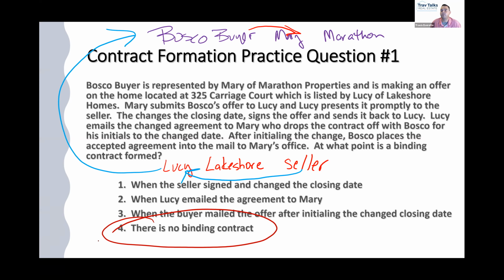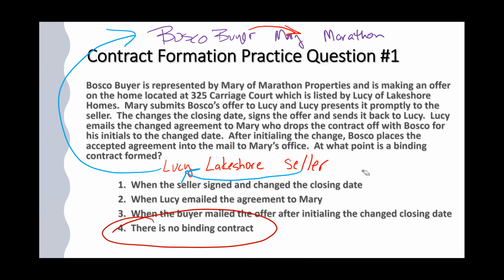That's right. After that initialing and all that stuff that happened later, they would have to write a complete new counteroffer. Well, this would have worked if it had said Bosco mailed it to Lucy's office. Would that have completed the loop? Yes. Communicated. That would have made a contract. Or what if it said Mary texted Lucy? That would have completed the loop too. The problem is that Bosco gave it to somebody on his own side when he needed to give it to somebody on the other side to make it a contract.